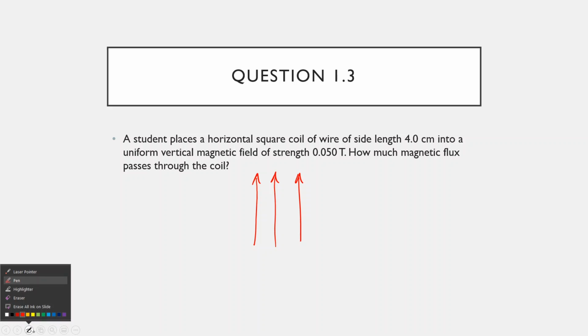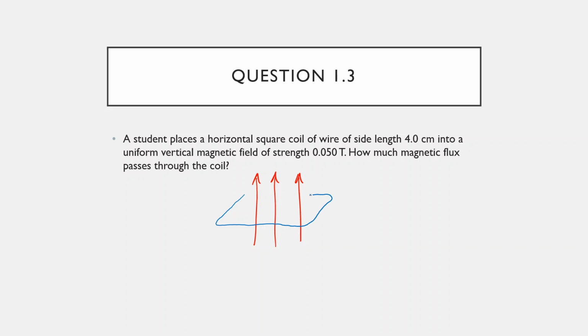And I'll use another color for the area. So we've got a coil of wire, square coil of wire, like that. So the field is going up through the coil. It's a square coil. This has a side length of 4 centimeters, which is equal to 0.04 meters. Now the question is, what is the flux passing through the coil? Very easy to calculate, especially when they're perpendicular to each other.